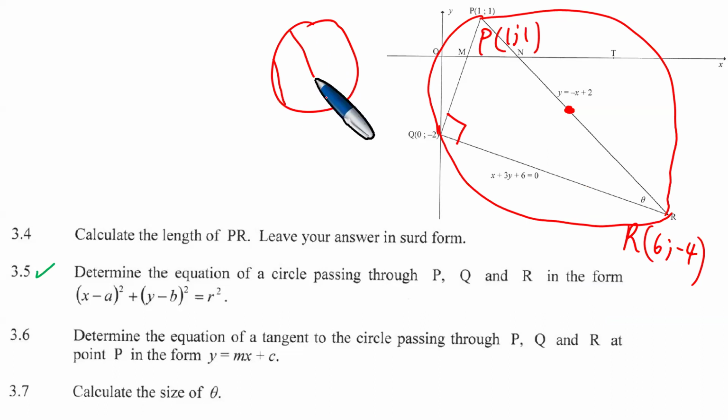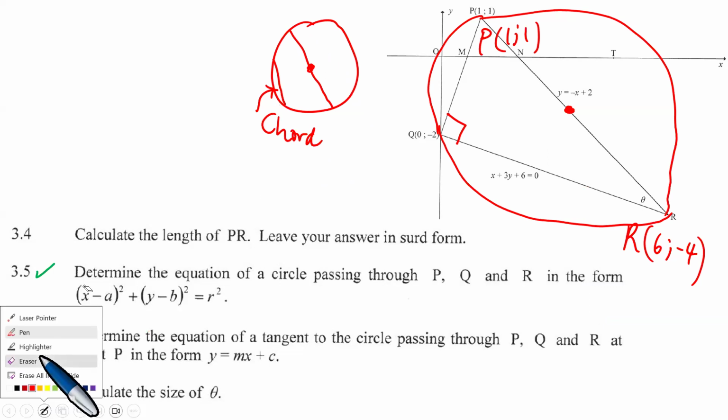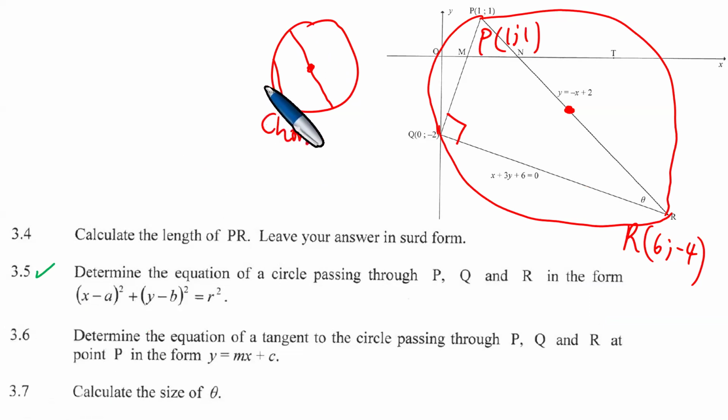There's a special type of chord that passes through the center. This is a chord. This one is a chord. Let me write clearly here to avoid ambiguity, because somebody will ask, what do you mean by chord? So this one is a chord. This from the boundary to boundary is called a chord.